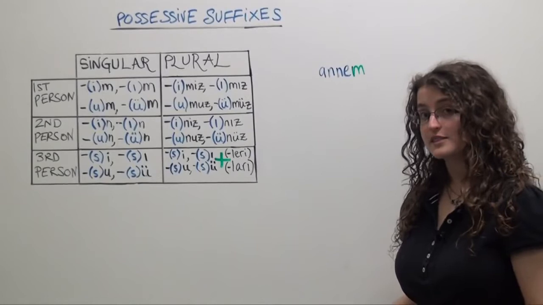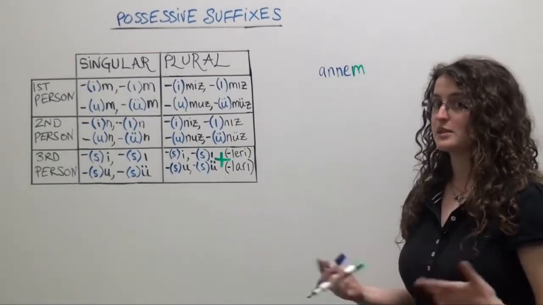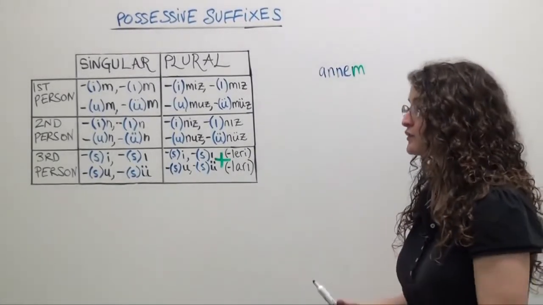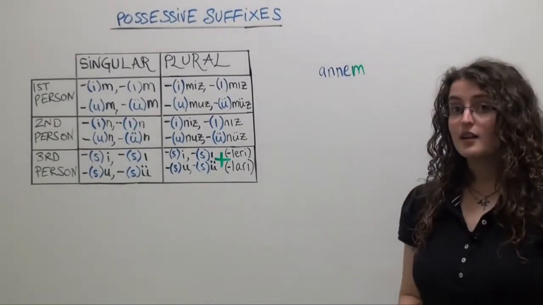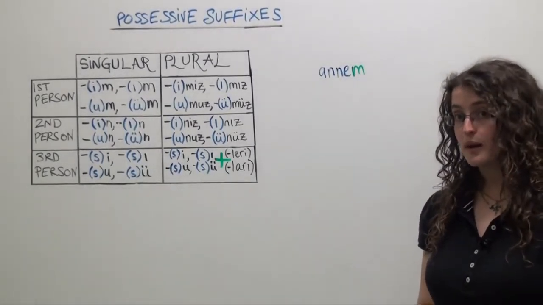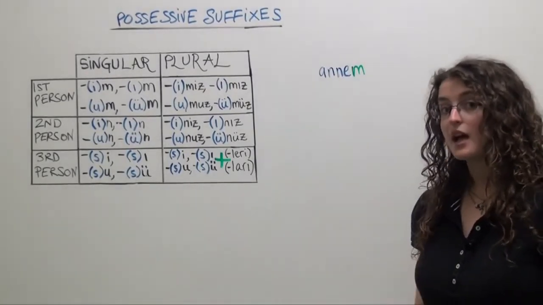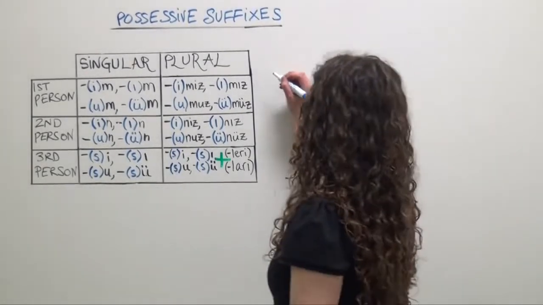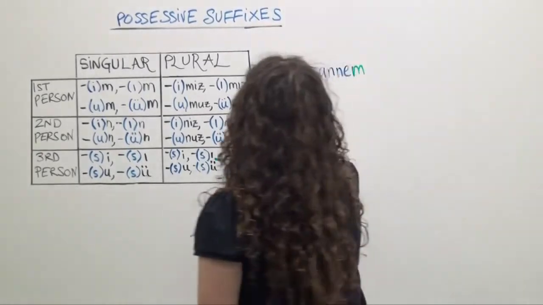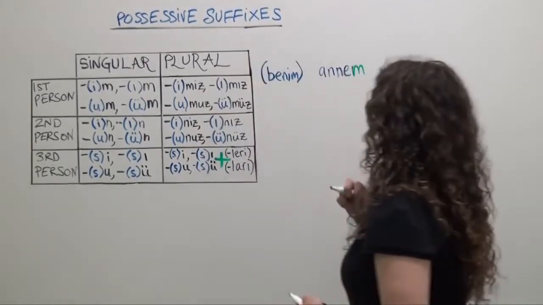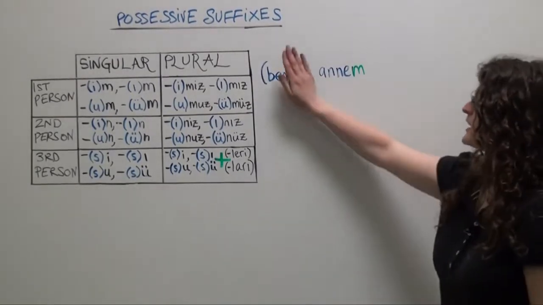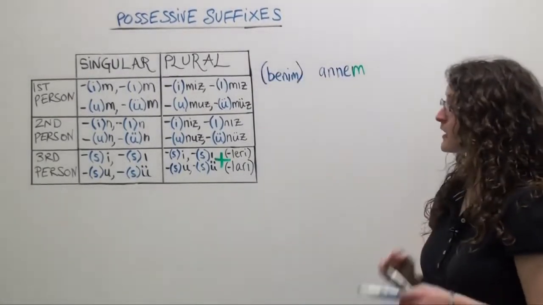If you want to emphasize that it's my mother as opposed to your mother, or clarify that it's my mother, you have the option of adding the Turkish personal pronoun my, benim, in the genitive before the word annem. So optional benim annem, my mother, or simply annem, my mother.